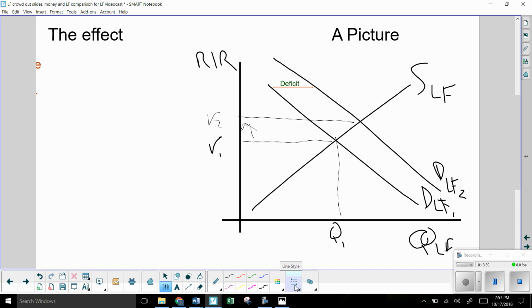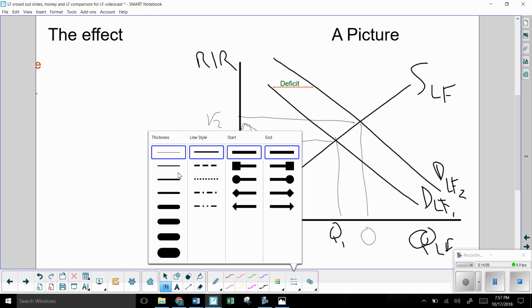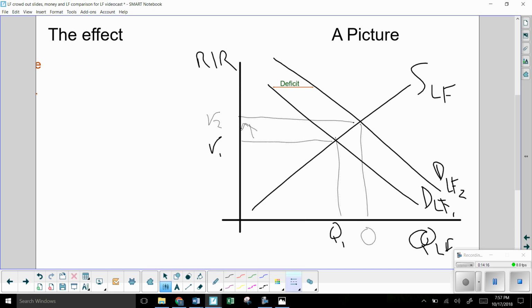And this is a little bit tricky here. It may seem like it's pretty obvious. We could come down here and say, well, okay, this is obviously Q2. I'm not even going to call it Q2. I'm going to call it Q total. That quantity over here is the quantity borrowed by privates plus the government.